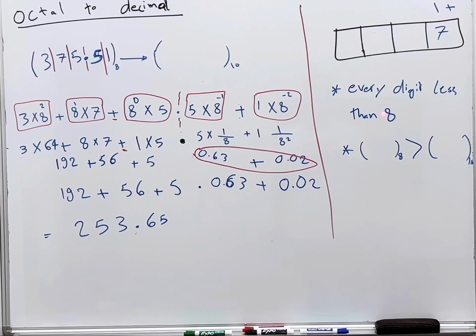Okay, so every digit, or bit, is less than 8. When you want to make sure your conversion is right or wrong, remember that when you convert an octal number to decimal, the decimal equivalent will usually be less than the octal number. So this is a good example.